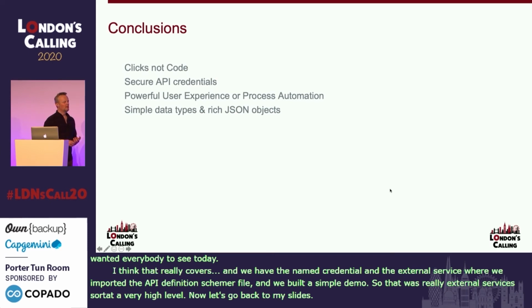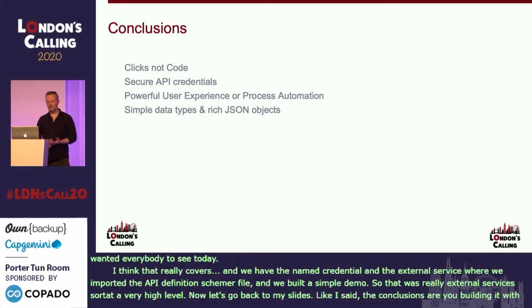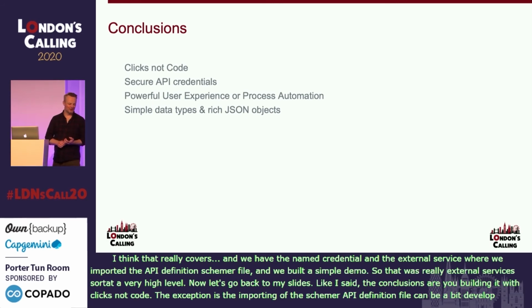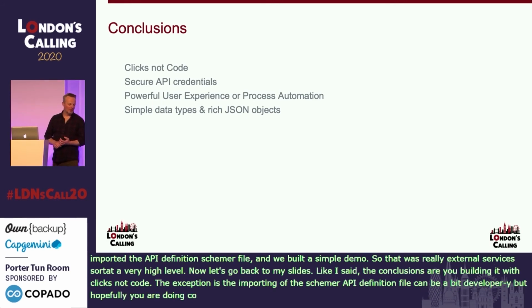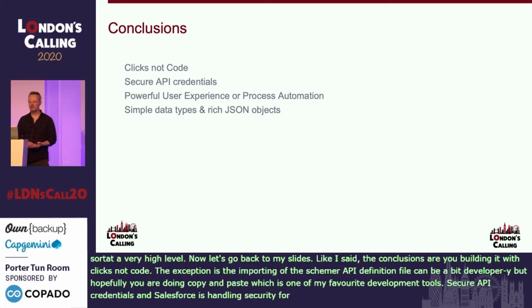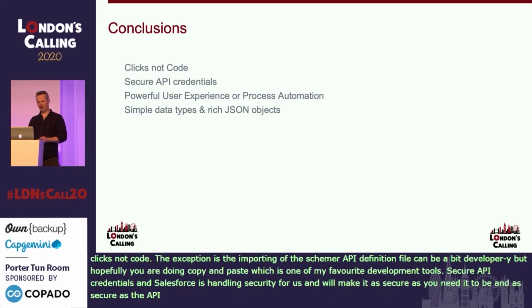So yeah, like I say, the conclusions are, after playing with it a bit, you are building it with clicks, not code. The exception is that importing of the schema API definition file, which I can't deny can be a bit developer-y, but hopefully you're just doing copy and paste, which is one of my favorite development tools. Secure API credentials: Salesforce is handling the security for us, and it will make it as secure as you need it to be and as secure as the API requires at the back end. I'd be surprised if you find an example where the security model isn't supported.